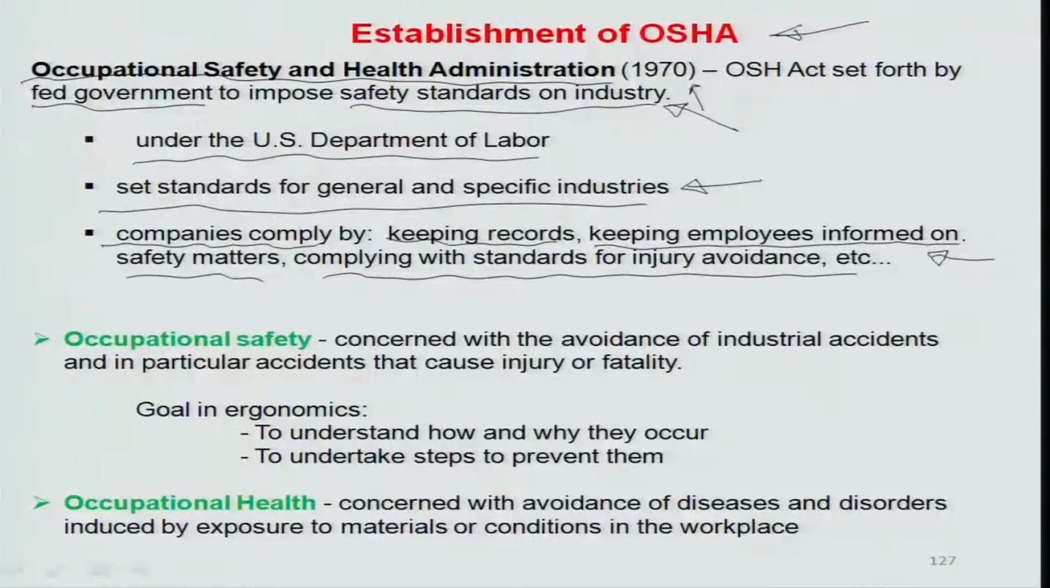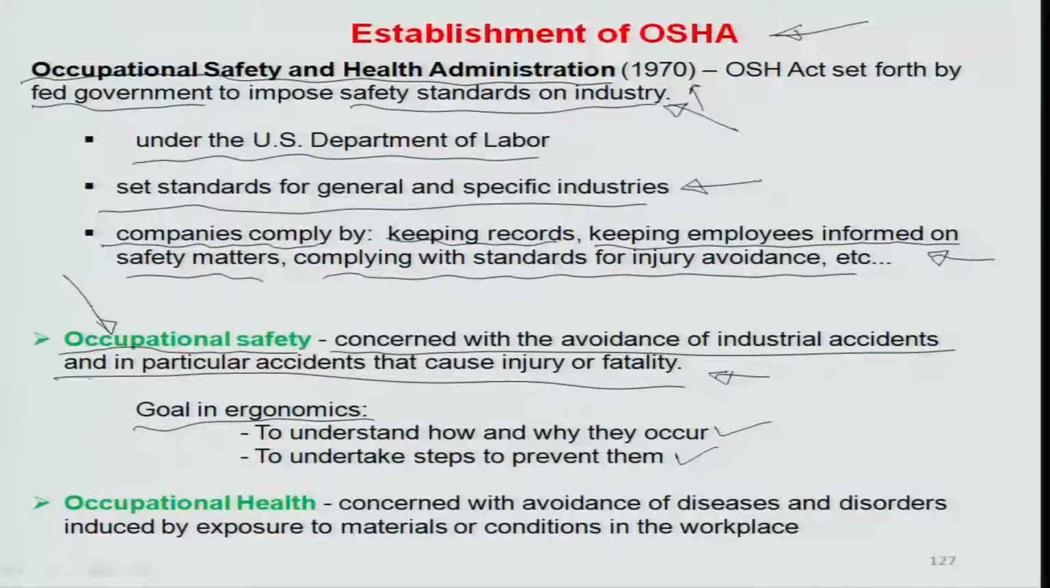So, what is occupational safety? Definitionally, it is concerned with the avoidance of industrial accidents, and in particular accidents that may cause injury or fatality. The goal in ergonomics really is to understand how and why some of the injuries would happen, or what kind of steps can be undertaken to prevent them, and so this issue is being addressed very well through organizations like OSHA.